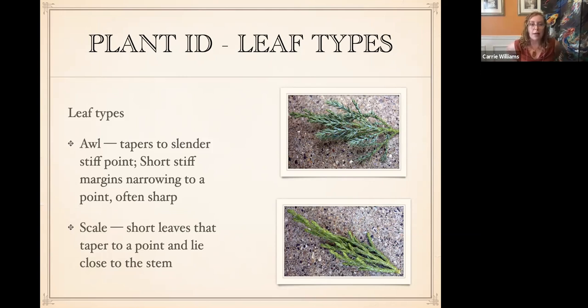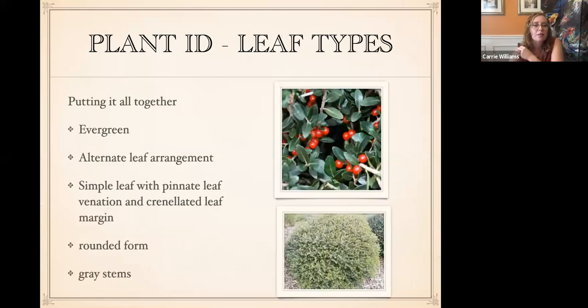Sometimes you will have a plant and it has both awl and scale type leaves on the same plant. It's a juvenile versus mature foliage. Some junipers do that, and the new leaves will be scale type, and then the older leaves might be awl type, and it'll be on the same plant, which can be kind of interesting.